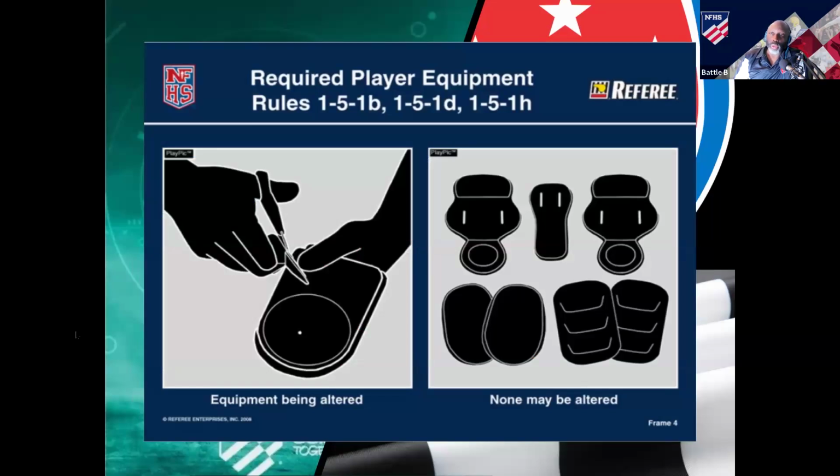All right. So the required equipment shouldn't be altered, shouldn't be cut to meet anything that the refs want to do. It can't be done. So we got to be careful of that.